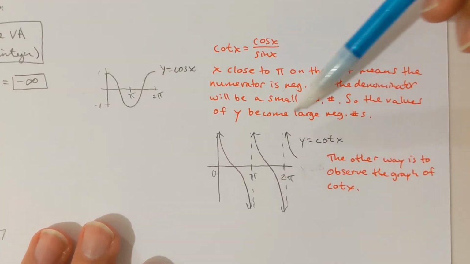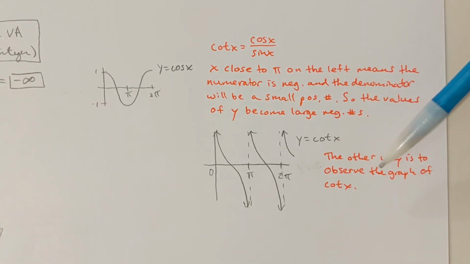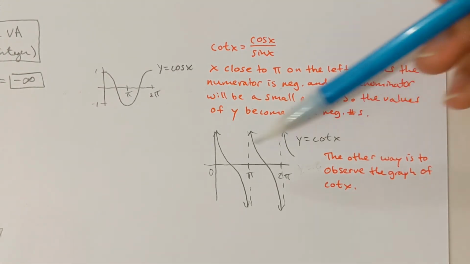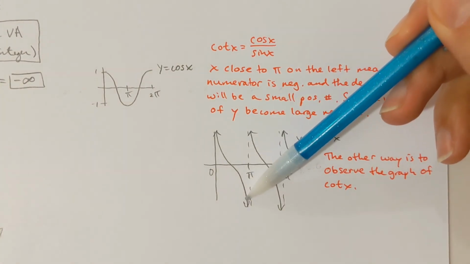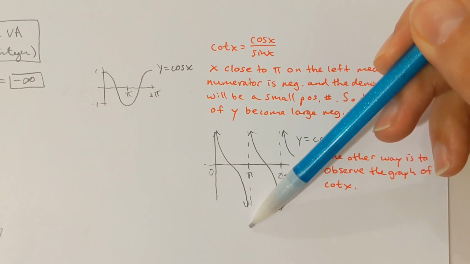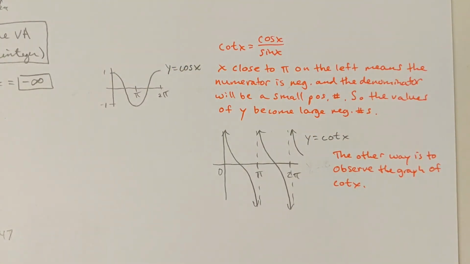Okay, and I've kind of summarized that right here. Now, of course, another option would be to use the graph of the cotangent curve. So I've drawn that. If I'm on the left side of pi, the y values are getting very large in the negative direction, right? This curve is heading downward, getting closer to the vertical asymptote. So negative infinity would be my answer.